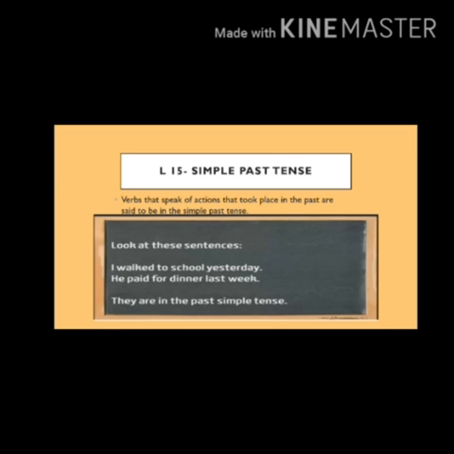Verbs that speak of actions that took place sometime in the past are said to be in the simple past tense. Examples: I walked to school yesterday. He paid for dinner last week. Both the sentences are in the past tense, finished, and completely unrelated to the present.